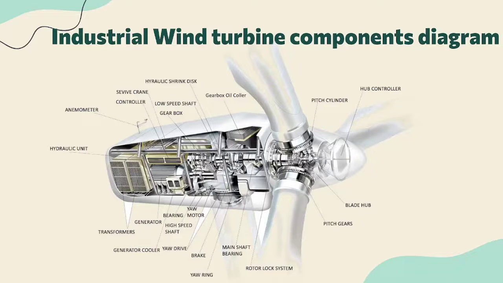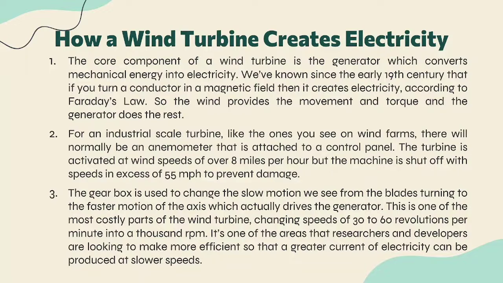So, this is a diagram which shows how industrial wind turbine components work. How a wind turbine creates electricity. The core component of a wind turbine is the generator, which converts mechanical energy into electricity. We have known since the early 19th century that if you turn a conductor in a magnetic field, then it creates electricity, according to Faraday's law. So the wind provides the movement and torque, and the generator does the rest.